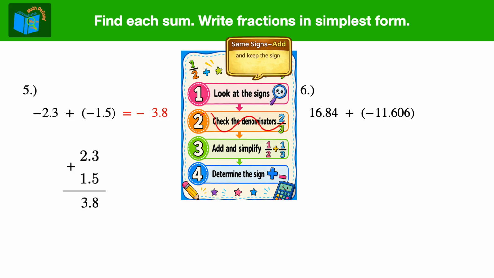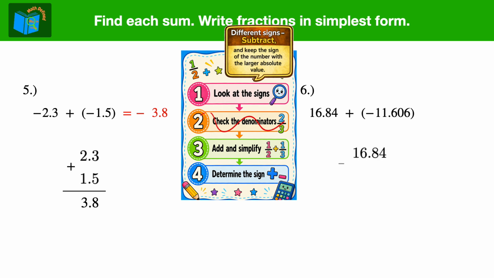Problem number 6 is positive 16 and 84/100 plus negative 11 and 606 thousandths. The signs are different, so we subtract and keep the sign of the number with the larger absolute value. Adding an extra 0 keeps the decimal numbers in line, and after subtracting, we get 5 and 234 thousandths.